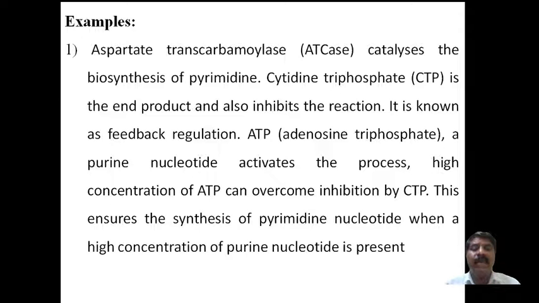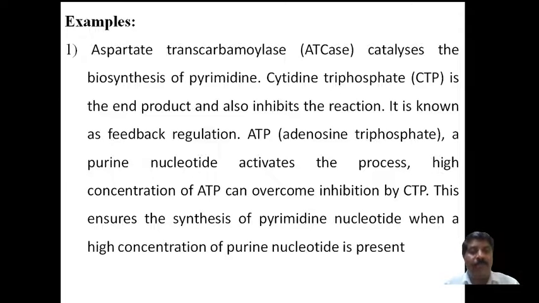This is known as feedback regulation. ATP, adenosine triphosphate, a purine nucleotide, activates the process. It accelerates the rate of formation of CTP, cytidine triphosphate, because the enzyme has extra additional sites, and a high concentration of ATP can overcome the inhibition by CTP. At high concentration of CTP, the rate of the reaction decreases because it is the end product. It cannot be converted into another product.